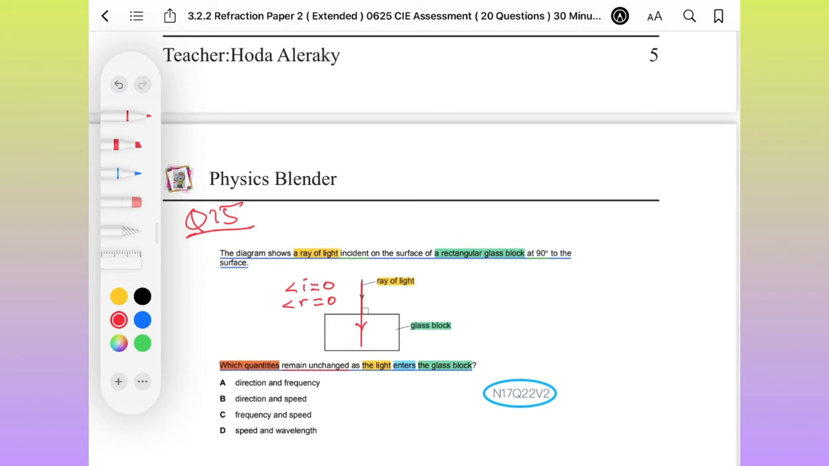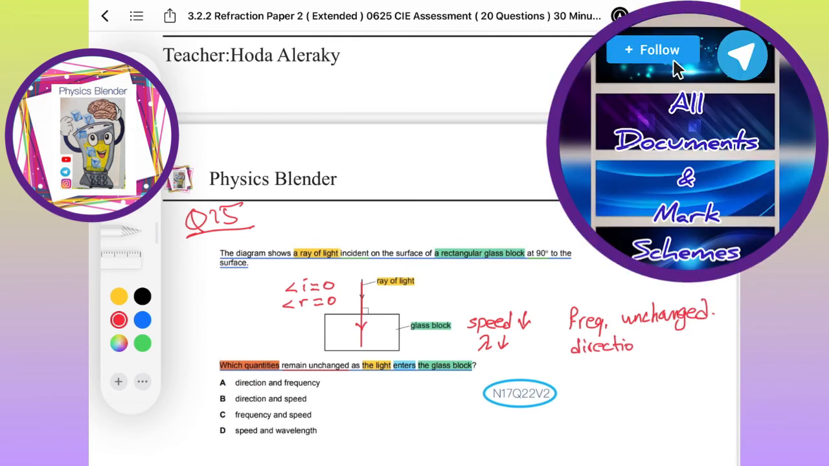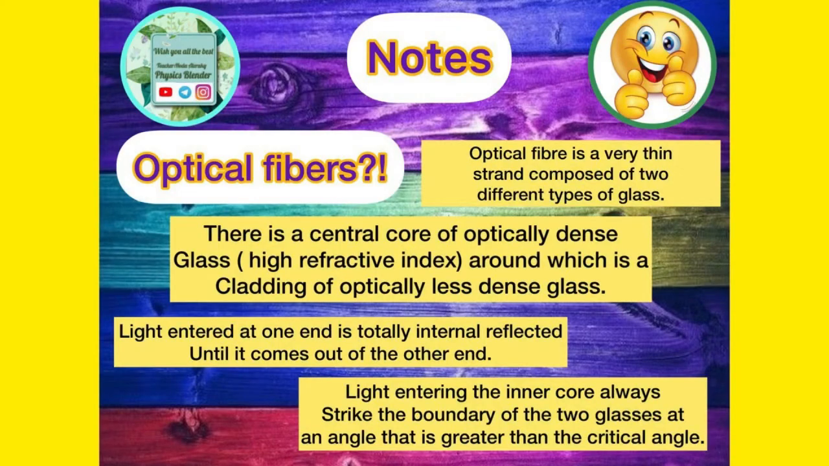So what happens inside the glass block? The speed decreases and the wavelength of the light ray will decrease inside the glass block. What is kept constant is the frequency, unchanged, and in this case also the direction will not be changed. So the two features that remain unchanged are direction and frequency.